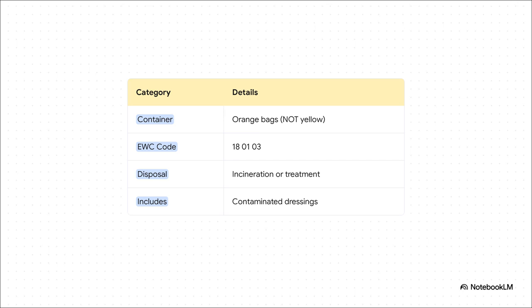Next, we have other clinical waste that's infectious. Now listen up, because this is a classic exam trip-up. This is also hazardous, but it goes into orange bags. Not yellow, orange. Think of things like dressings soaked in blood or saliva, contaminated gloves, that kind of stuff. And because it's different, it can be incinerated or go for alternative treatment.